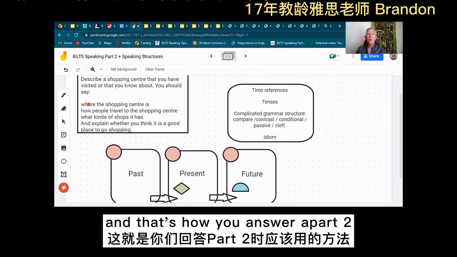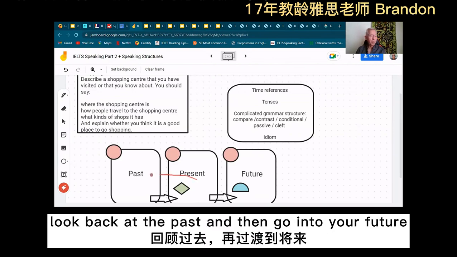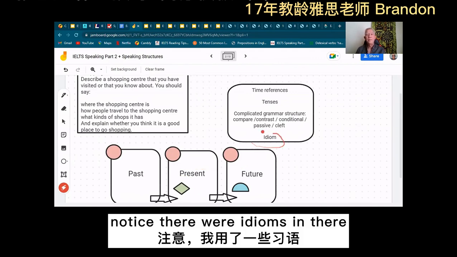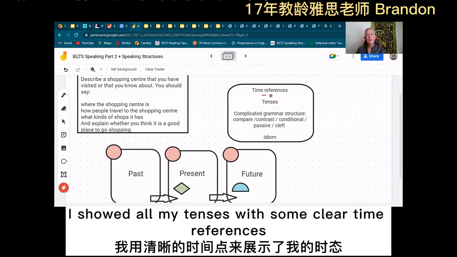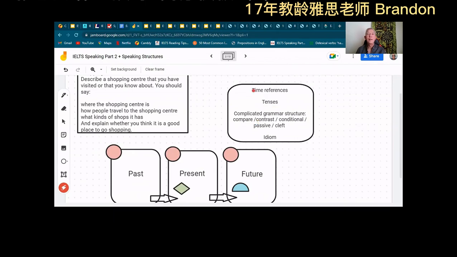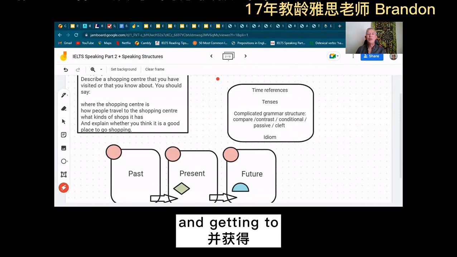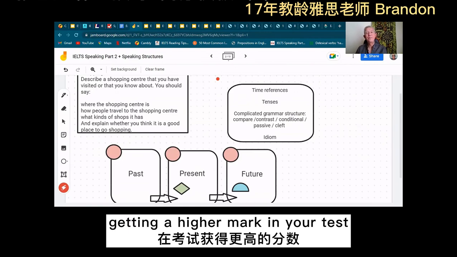And that's how you answer a Part 2. So start with your past, move to your present, look back at the past, and then go into your future. Notice there were idioms in there. I used comparisons. I showed all my tenses with some clear time references. I certainly hope this helps you with your speaking and getting a higher mark in your test.